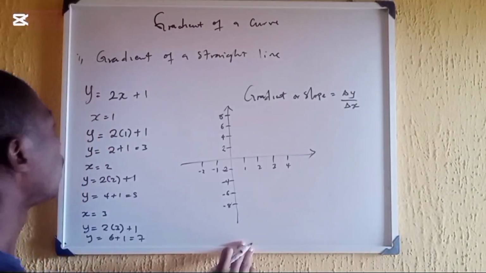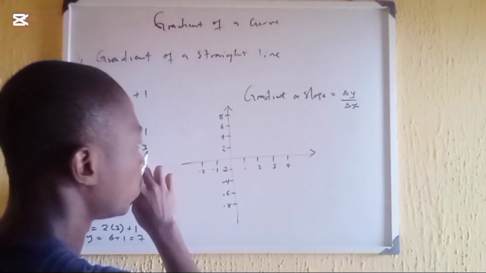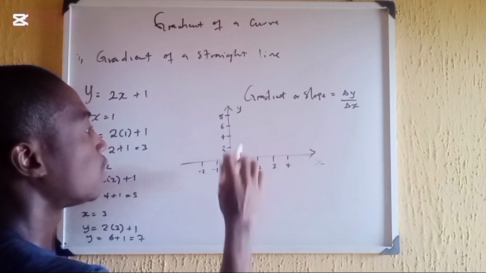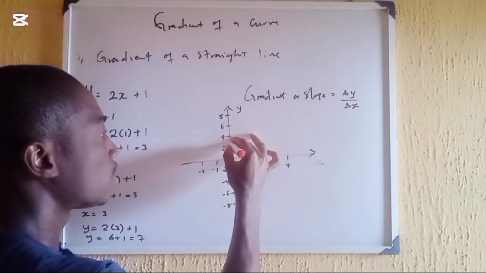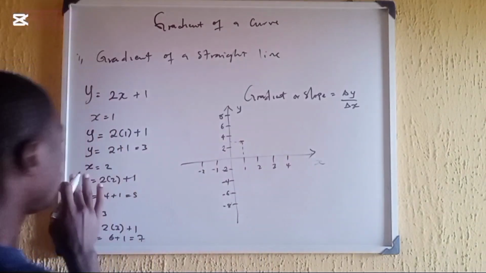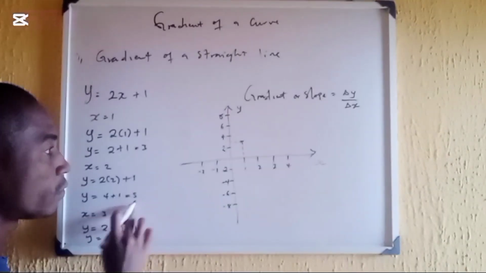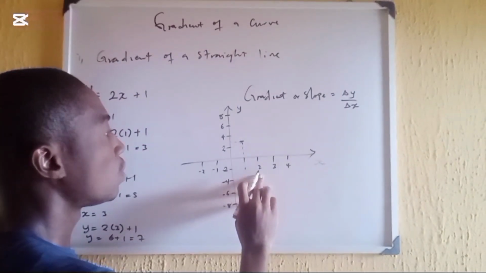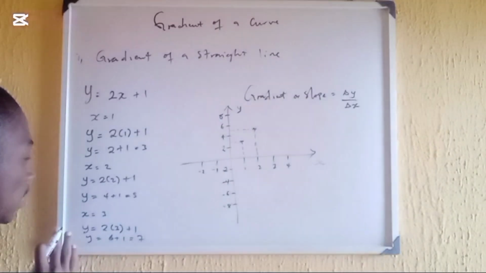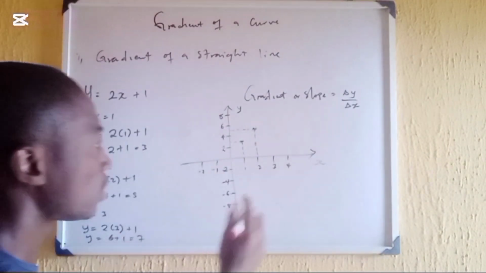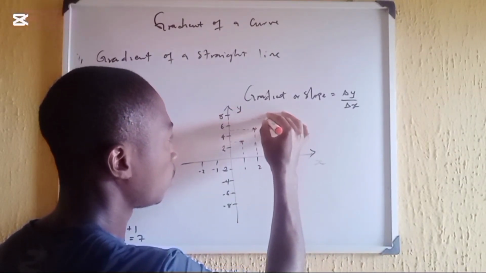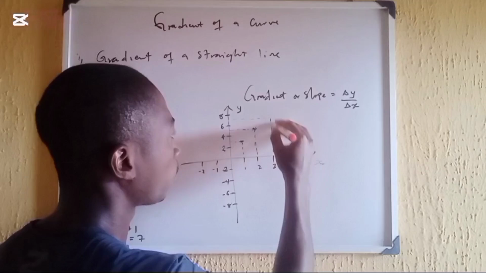So let's plot the graph. At x equal to 1, y is equal to 3. So here is our x axis, here is our y axis. At x equal to 1, y is equal to 3. So have this point. Then at x equal to 2, y is equal to 5. Here is x equal to 2, and we look for y equal to 5. Then at x equal to 3, y is equal to 7. We look for y equal to 7 at x equal to 3. And this is the point.